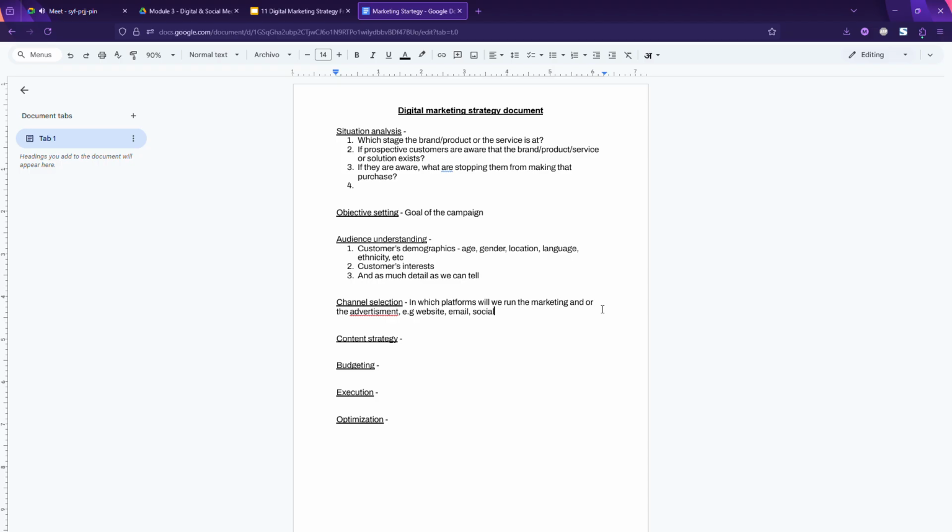Email, social media networks. Let's call it specific social networks. Then it can also be community channels like Reddit, Quora, Dribbble, etc.